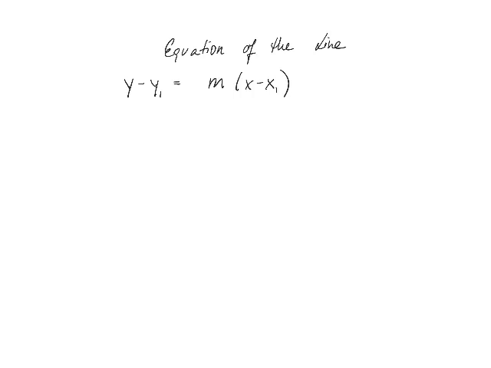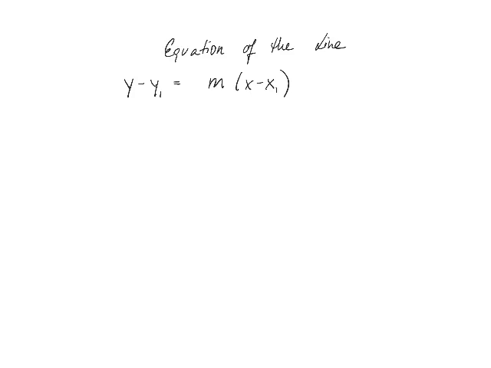Okay, this is a video on the equation of the line. This is a formula for the equation of the line: y minus y1 equals m times x minus x1. And this formula would be in your formula table that you would get at the exam.